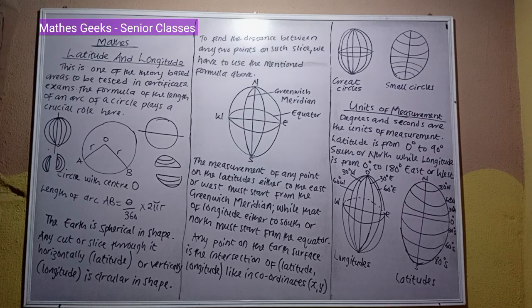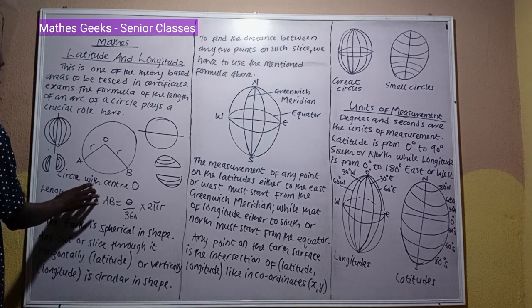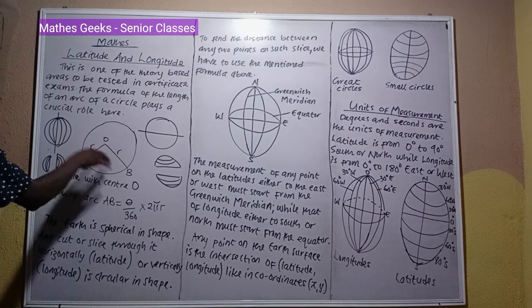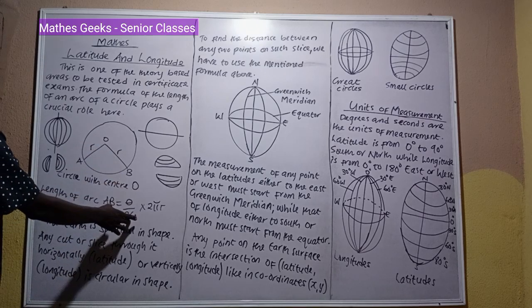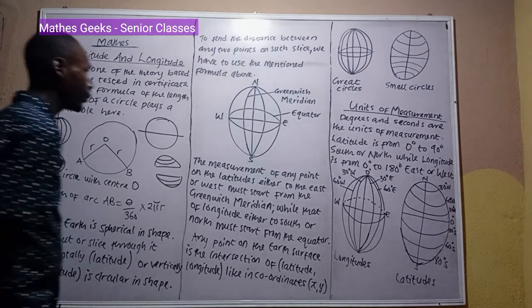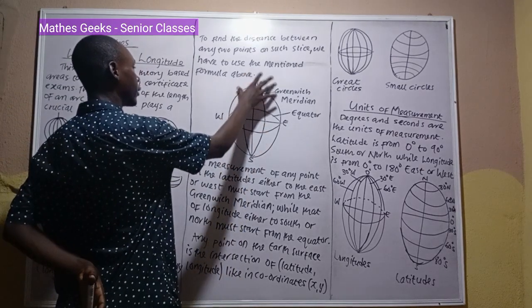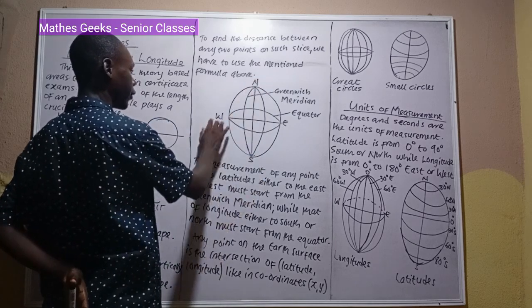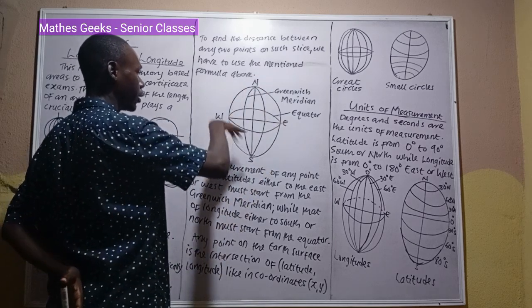To find the distance between any 2 points on such a slice, we have to use the formula mentioned above, the length of an arc formula, which is theta over 360 degrees times 2 pi r. All right, so now look at the diagram. These are north, this is the south, this is the west, and this is the east. This is the globe.